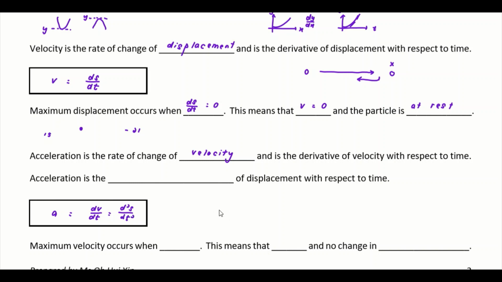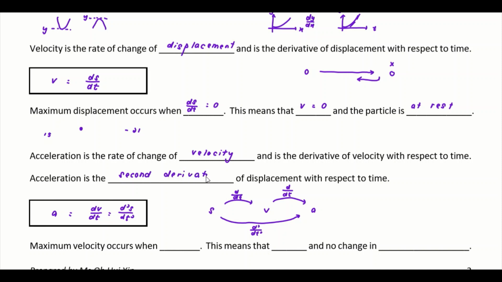Okay, so the idea is easy. From displacement to velocity, you differentiate 1 time. Then from velocity to acceleration, you need to differentiate 1 more time, right? So if you want to go straight from s to a, then you differentiate 2 times. So basically that's the idea. Acceleration is the second derivative of displacement with respect to time.